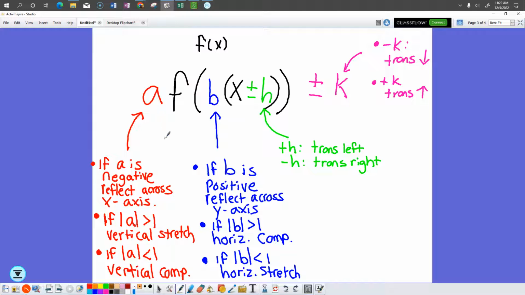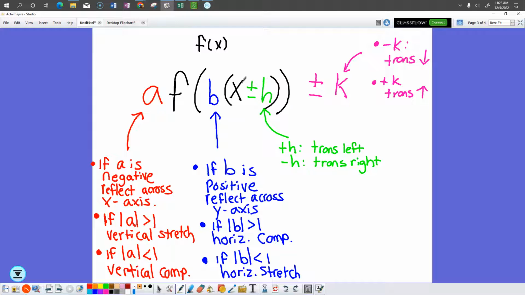Another way we could change the graph is by multiplying inside the parentheses by a number, which we'll call b. If b is negative, it reflects it across the y-axis, meaning it flips it horizontally. If the absolute value of b is greater than 1, it will squish the graph so it looks skinnier. And if it's less than 1, it will stretch it so it looks wider.